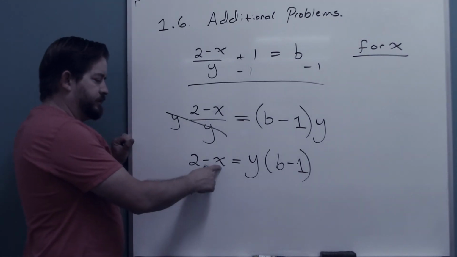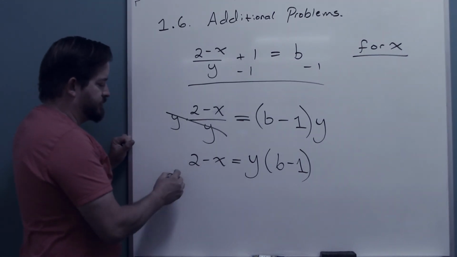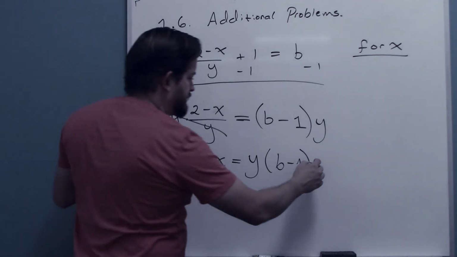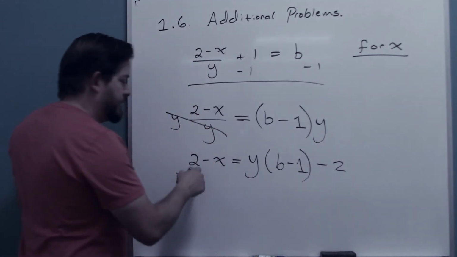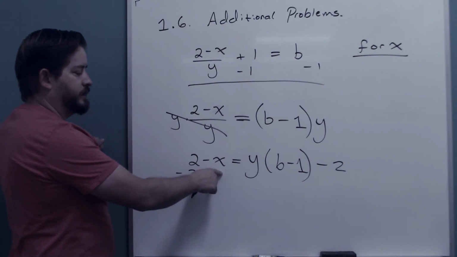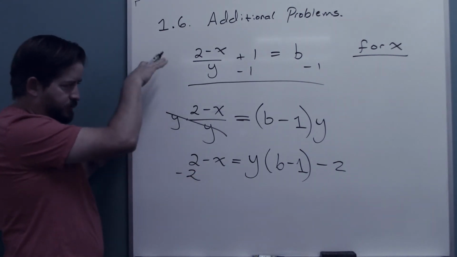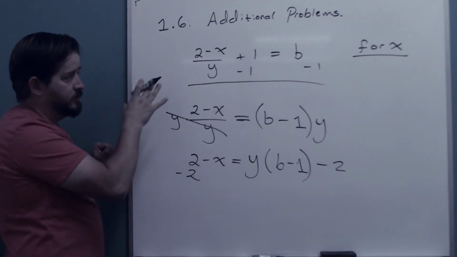The next thing I want to do is, again, isolate this x, so I'm going to subtract 2 from both sides. And so that just subtracts 2 over there. I'm still left with negative x over here. I'm going to carry this up to the top, so if you need this work, pause the video, because it's going up.